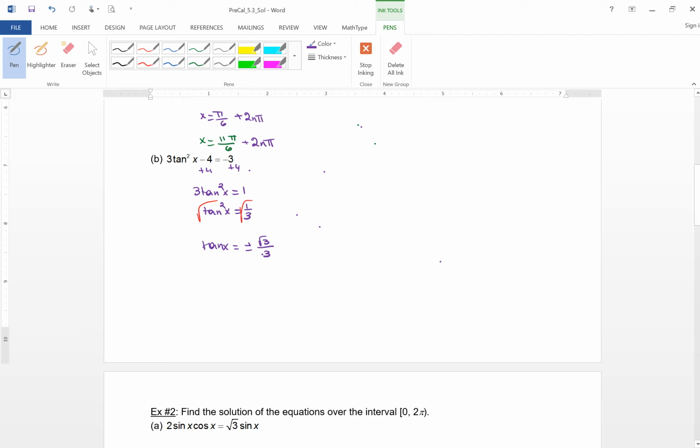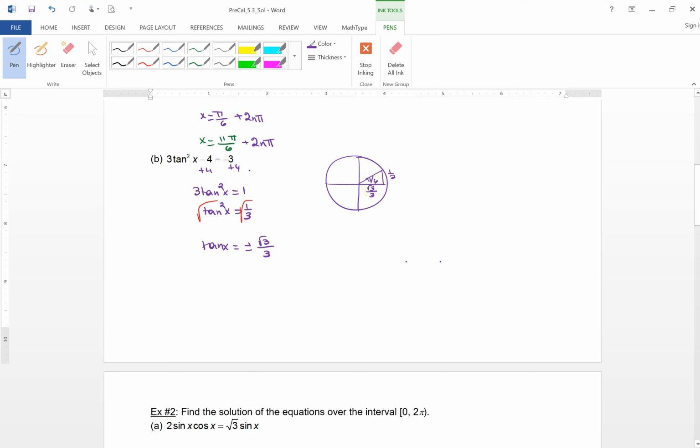Now, where is tangent of x equal to root 3 over 3 on the unit circle? Well, we can check at the 30 or the pi over 6. What do we have? We have a 1 over 2 and a root 3 over 3. Tangent is opposite over adjacent. So yeah, that's the angle. So it's at pi over 6.